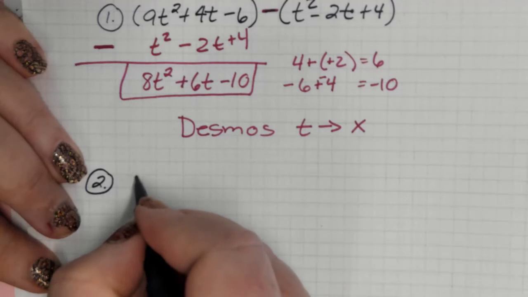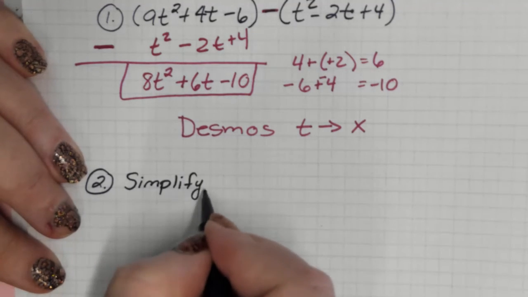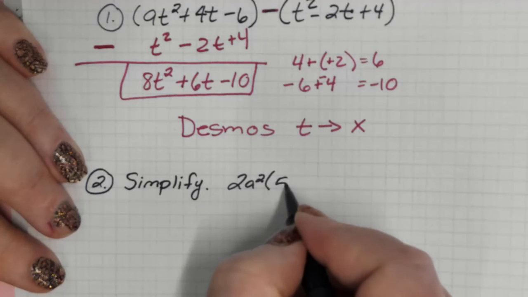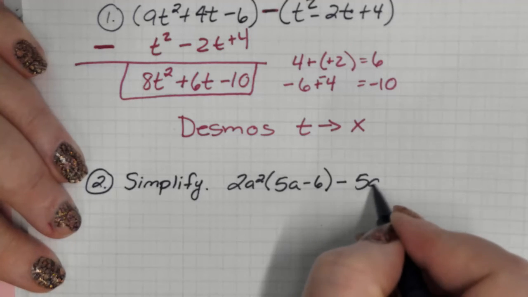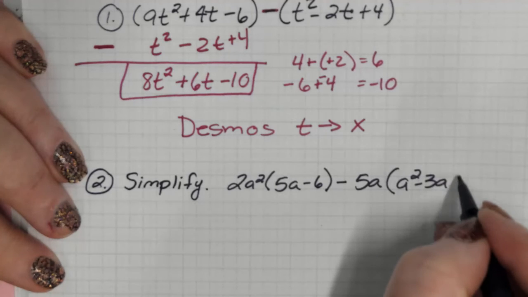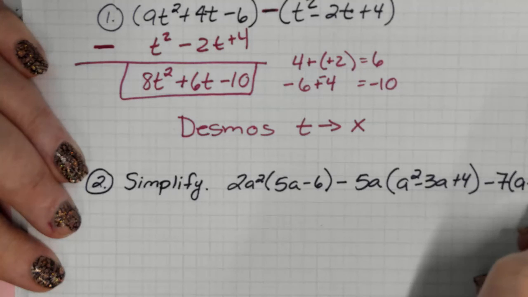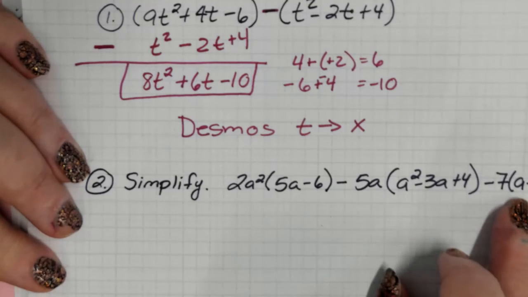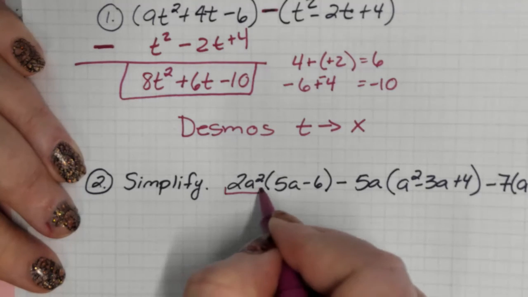Simplify. Two a squared times the quantity 5a minus 6, minus 5a times the quantity a squared minus 3a plus 4, minus 7 times the quantity a minus 5. This one has distributing. You're going to distribute before you combine your like terms. So 2a squared.